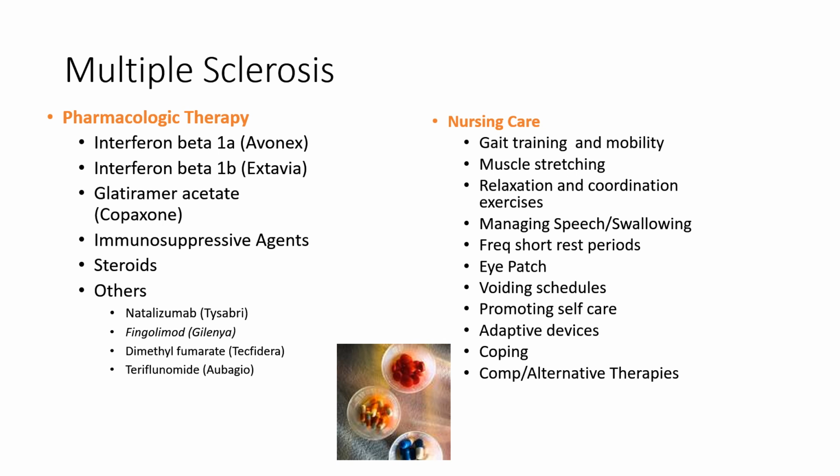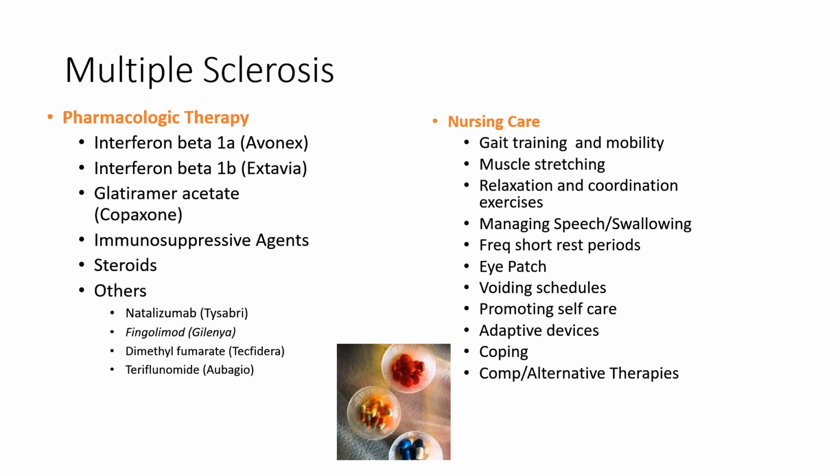Now, nursing care also is very complex. These patients may need some gait training and mobility training. They may need muscle stretching to decrease the spasticity and contractions in their muscles that are innervated by the diseased neurons. They may need relaxation and coordination exercises. If they have difficulty in their throat muscles, they may need speech and swallowing assistance or evaluations. They do need frequent short rest periods, though, because of the overwhelming fatigue.